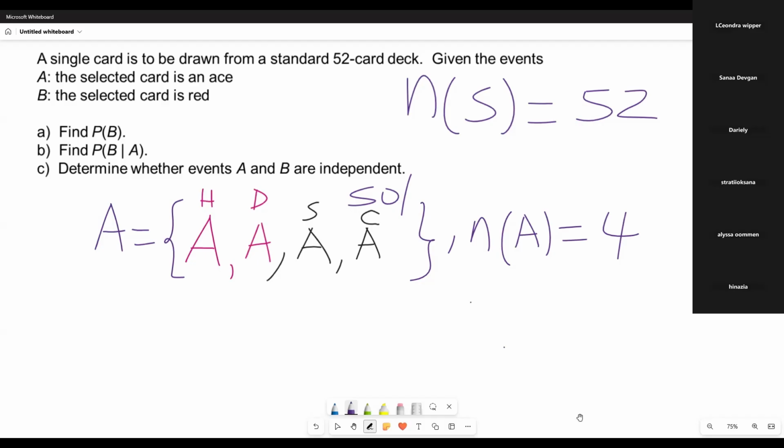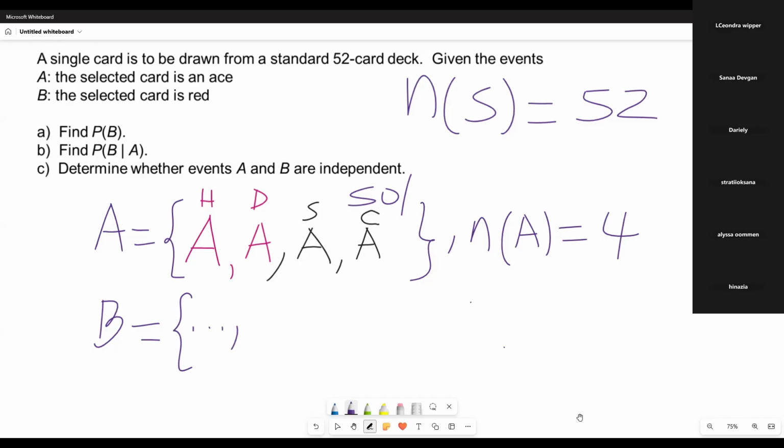Now, about B. B: the card is red. So how many red cards do you have in the standard 52 card deck? Anyone? We talked about this last time. Okay, talking about red cards, there are 26 red cards. Hearts, we got 13. Diamonds, we got 13, that's 26.